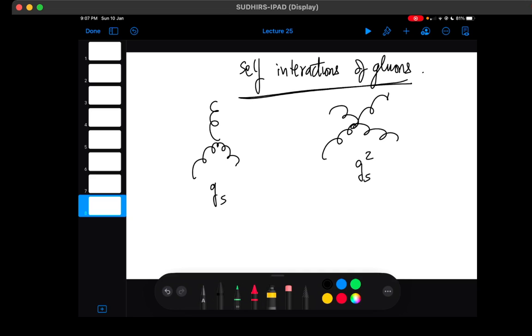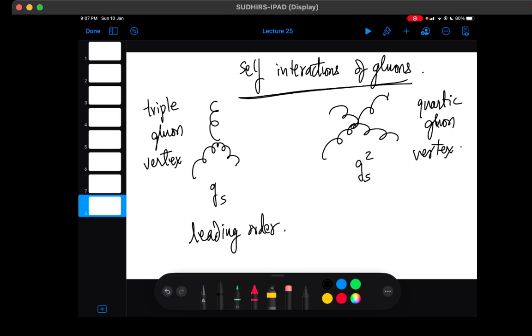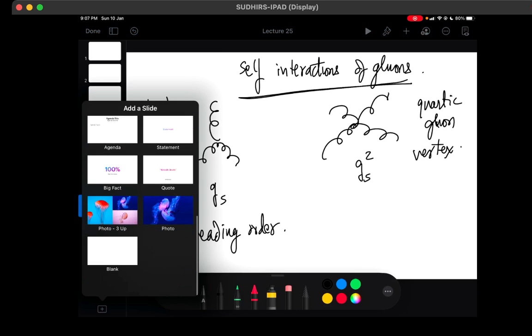This is the diagram for QCD, which is also called the triple gluon vertex. And this is the quartic gluon vertex. Now this has very important consequences in QCD. We'll see one or two of them right now, which are important for us.